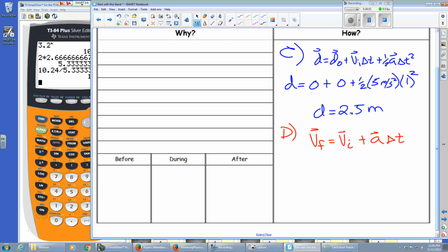I know my plane gets up to 134.164 meters per second. That's my answer to part B. I don't know how fast it's going at this initial velocity, but I know my acceleration, 5 meters per second squared. And how long does it have to accelerate in this last second? How much time does it have in the last second to accelerate? 1 second.